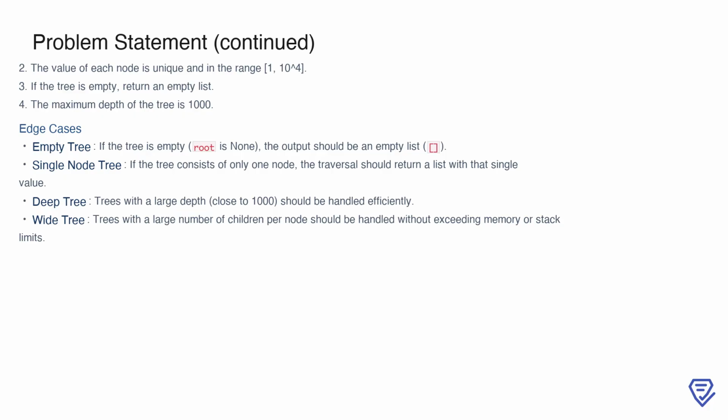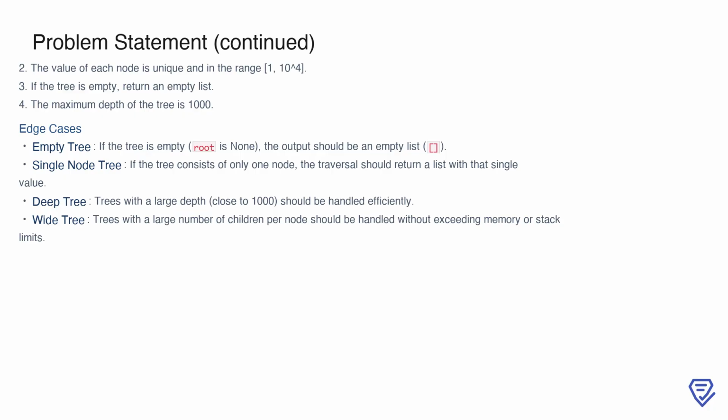Finally, let's review some constraints and edge cases to keep in mind. The tree can have up to 10,000 nodes, and each node's value is unique and within the range of 1 to 10,000. If the tree is empty, meaning the root is none, the output should be an empty list. For a single node tree, the traversal will simply return the value of that node.